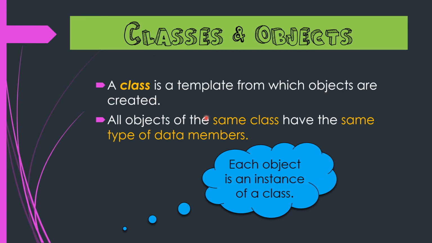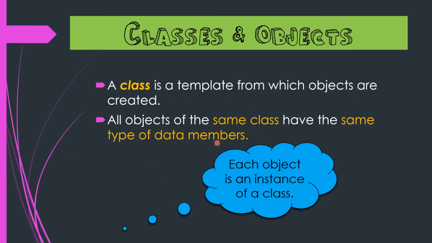All objects of the same class have the same type of data members. Now, as I just told you in the previous slides, if we are talking about the same class, please remember the class should be same. If we are talking about the objects of the same class, means we are talking about the objects which belong to the same class, then we can say that these objects will have the same type of data members. Why? Because these objects, let us understand this through example.